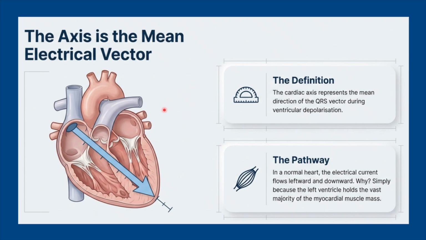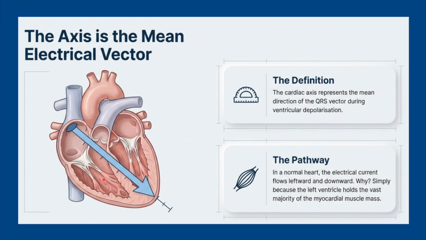ECG is a recording of the electrical activity of the heart. We explained previously that the heart impulses are forces in a direction, which we called a vector. So the axis is the mean electrical vector, or the mean direction of the QRS vector during ventricular depolarization. If we take the mean of such electrical impulse forces in the ventricles, we call it the cardiac axis.